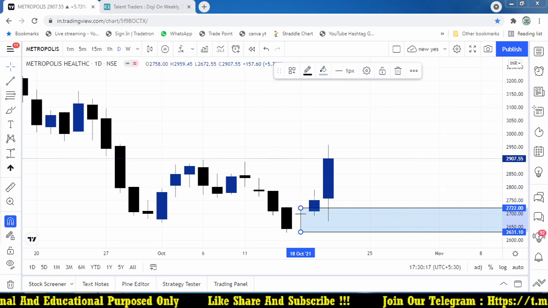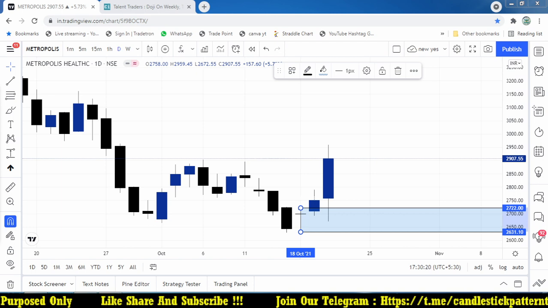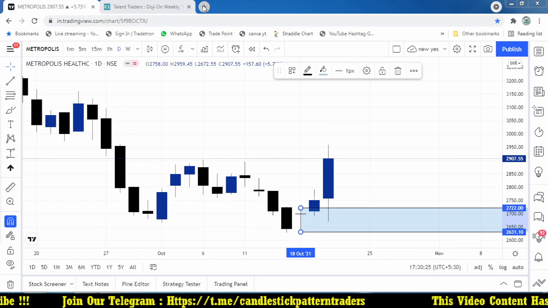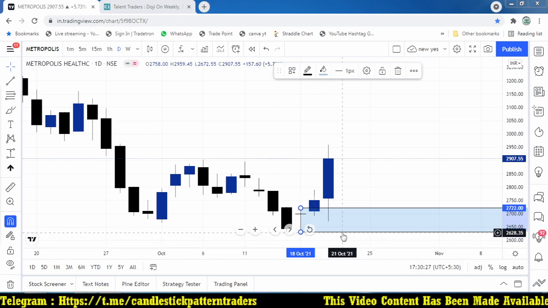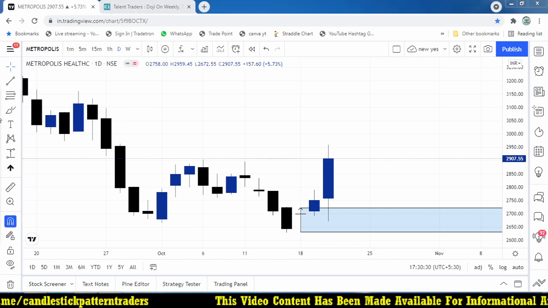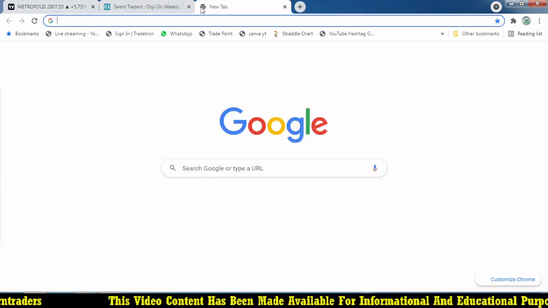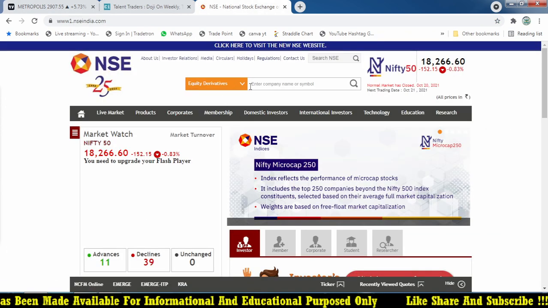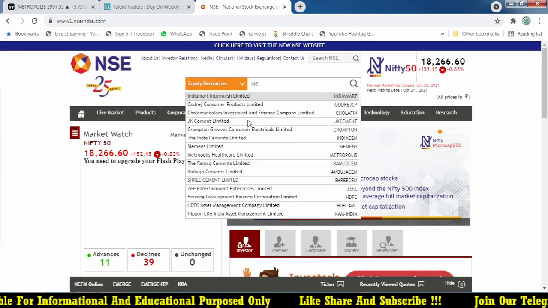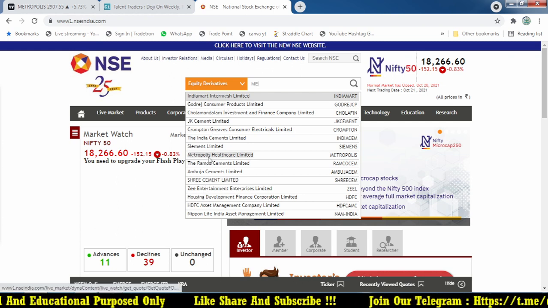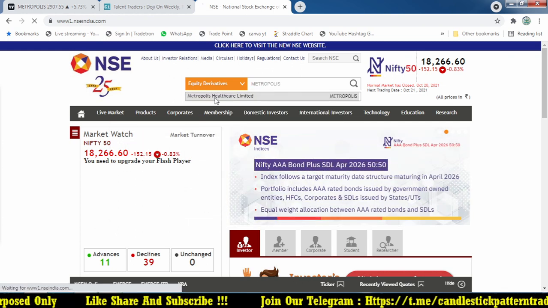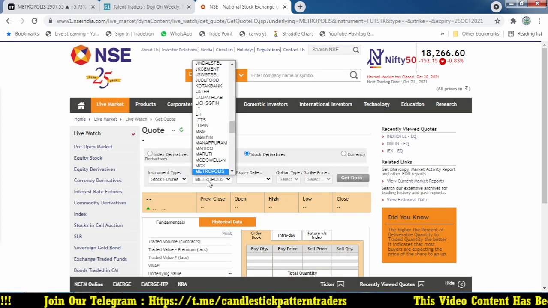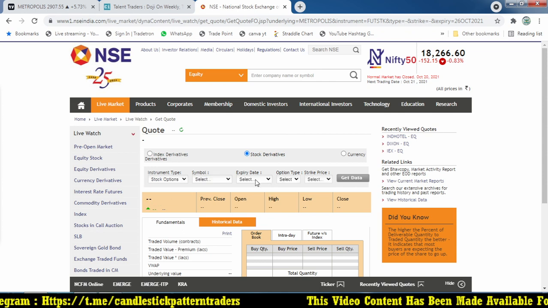So how did I do the trade in options based on this? Yesterday's high was broken by the opening itself. If I look at the option of 2700 or 2600, because you can take any option, I will show you both. Let's open Metropolis. Let me take yesterday's opening price, because of the calculation. Okay, Metropolis, stock option.